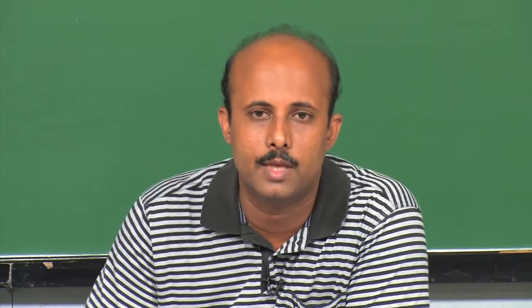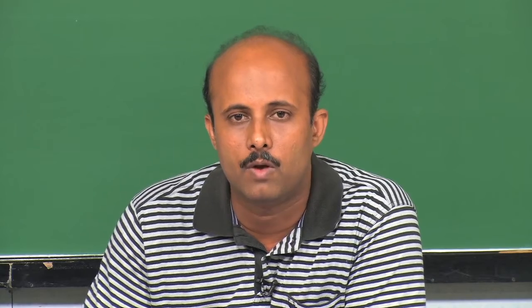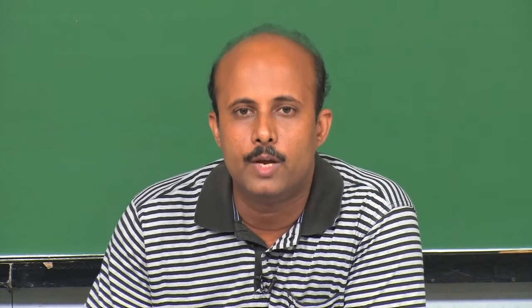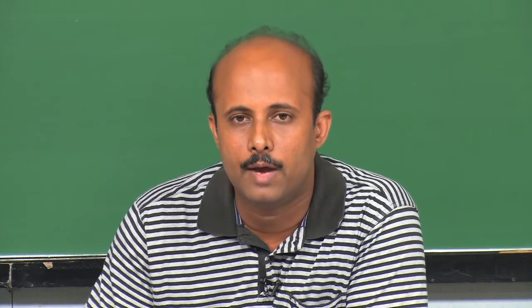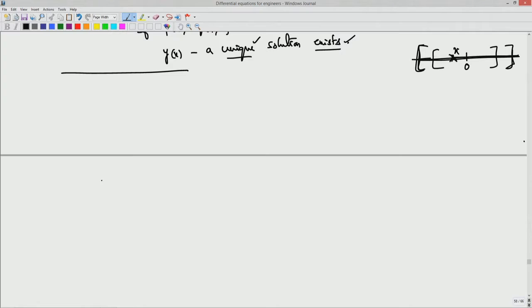From the existence theorem, the second order linear ODE with a non-homogeneous term will also have a unique solution. That means it will have a general solution. General solution means I should give 2 arbitrary constants involved in it. How do I get that? Let me do this: y double dash plus px y dash plus qx y equal to some fx. So this is your equation.